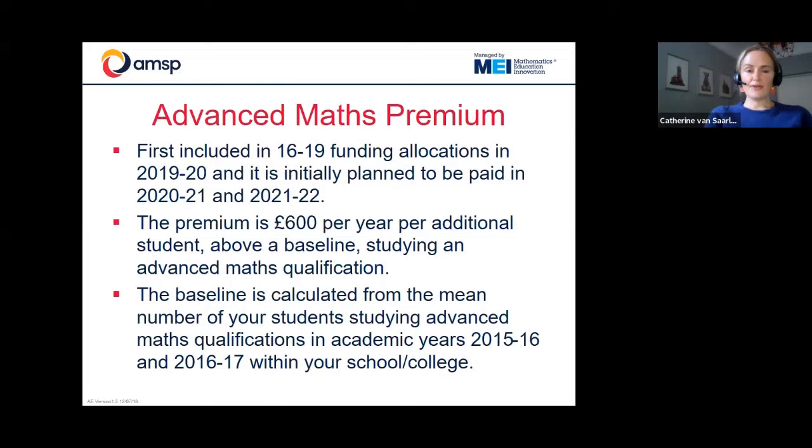And finally, there is some additional funding to implement this course. We're aware that staffing and structuring this can be challenging. This is some information about the Advanced Maths Premium. They take your baseline numbers, the mean number of students you had doing level 3 maths in 15-16 and 16-17. Say, for example, you had 20 students on average over those 2 years. £600 is paid for every additional student. So if you kept your A-level numbers the same at about 20, but you opened up a class of 15 core maths students, they would bring in 15 lots of £600.